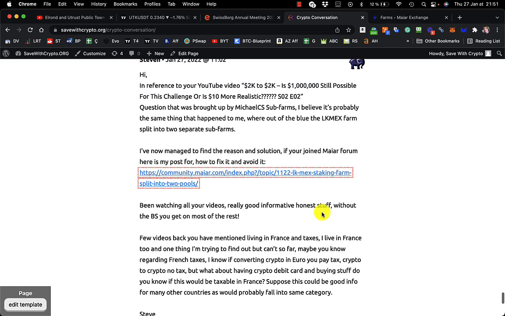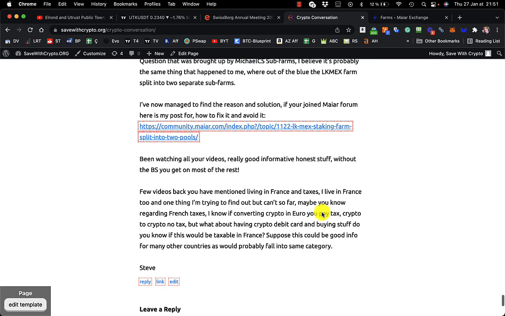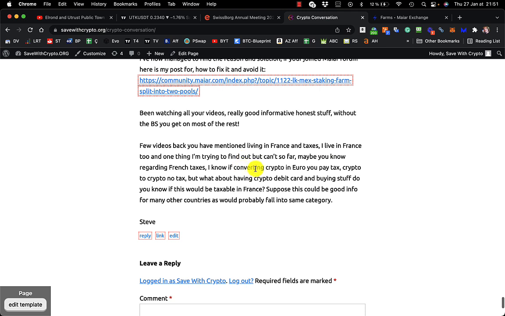Stephen did also say that he lived in France as well. One thing he's trying to find out: converting crypto into euro, you pay tax. Crypto to crypto, no tax. Yeah, that's true for France. But what about having a crypto debit card and buying stuff? Do you know if this would be taxable in France? That might have happened to me with my crypto.com card. But to be honest, I don't think I've ever actually converted crypto back into fiat, into euros. I don't think I've ever done that.